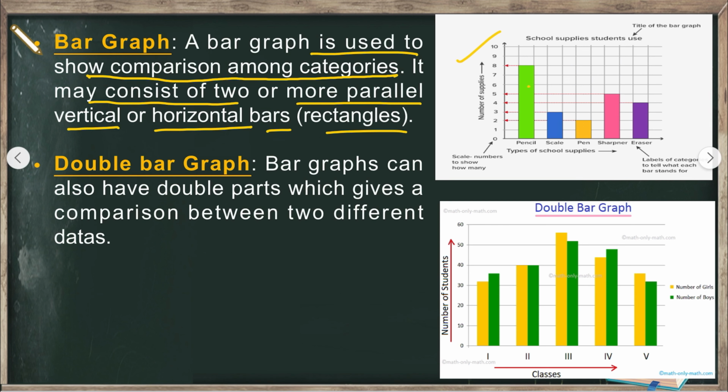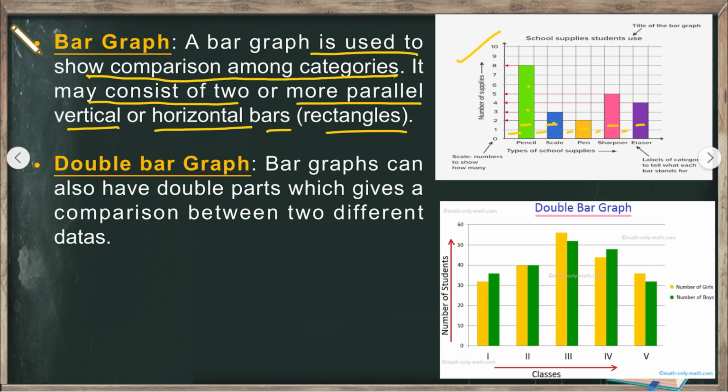You can see the width of each bar is equal, and the gap between the bars is also maintained equally. Whenever we draw a bar graph, we have to remember these 2 points: the width of each bar has to be equal, and the gaps between the bars have to be equal. A bar graph is used to show the comparison of data. It may consist of two or more parallel bars, or rectangles.